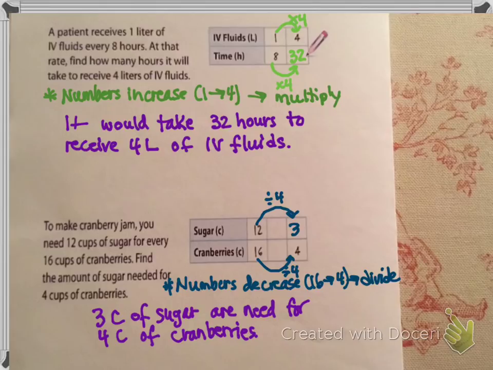And then in the bottom example with the 16 cranberries going down to 4, we used division. We divided by 4. So we had to do the same thing to the number on top, the 12. And when we divided 12 by 4, we got the 3. So all we're doing is creating a table where all the ratios have the same value.